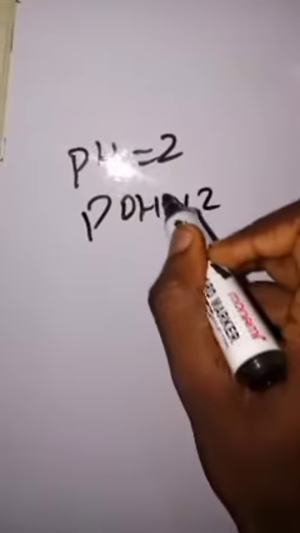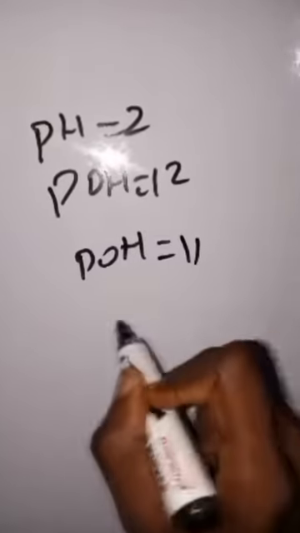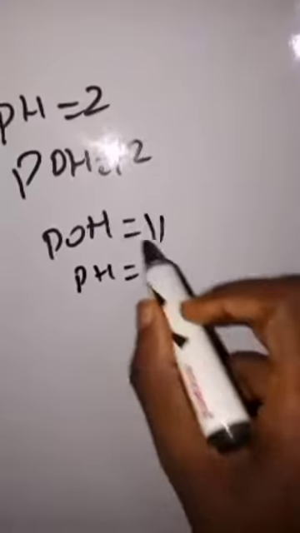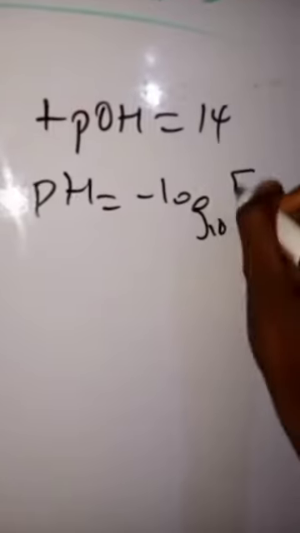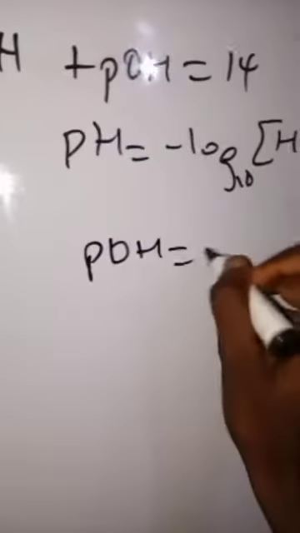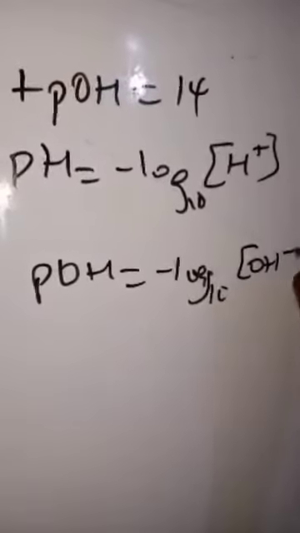If the pOH of a solution is 11, the pH will be 3. So pH plus pOH is equal to 14. Yes, what's the main formula for pH? pH is the negative logarithm to base 10 of the hydrogen ion concentration. So this is the main formula for pH. Then what's the formula for pOH? Negative logarithm to base 10 of the hydroxide ion concentration.